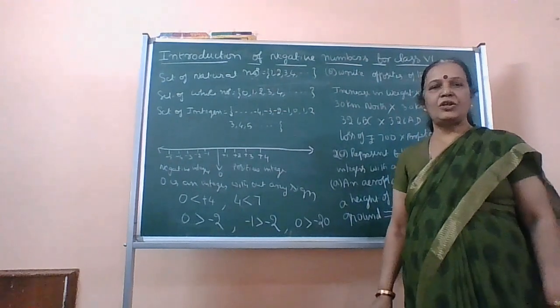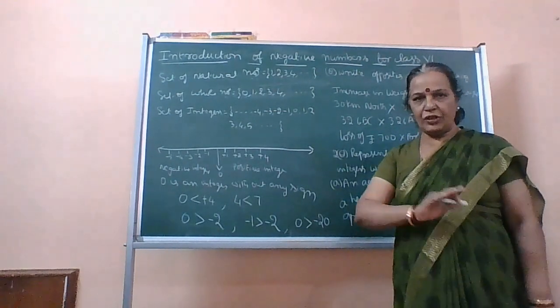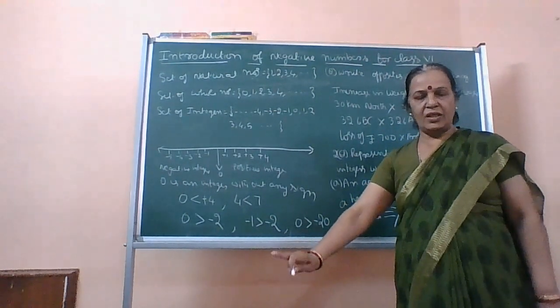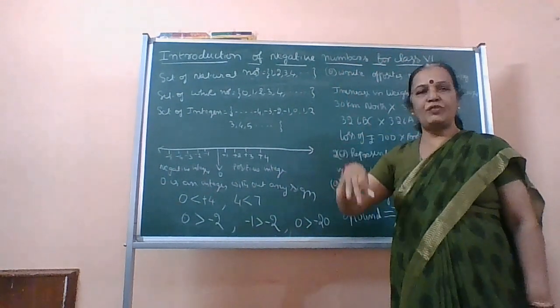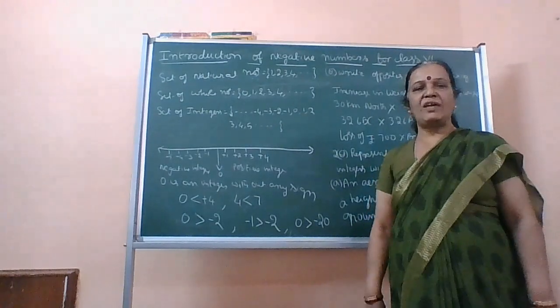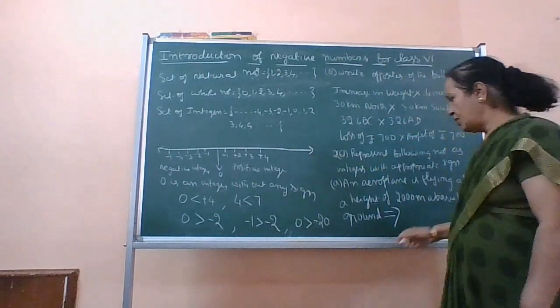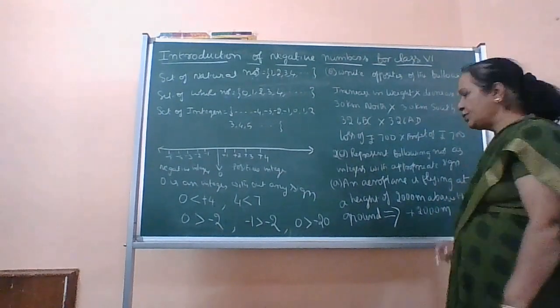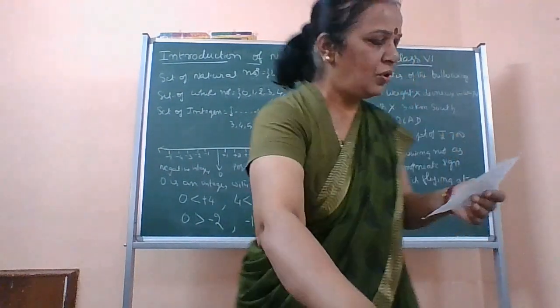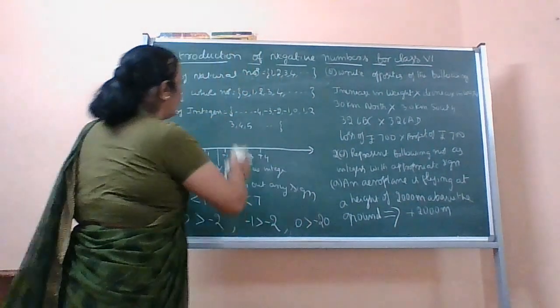If you take 0 as the ground level, and if you go towards up, it is plus, and if you go below ground level, it is minus. This can be represented by plus 2000 meters. Now one more sum from the textbook.